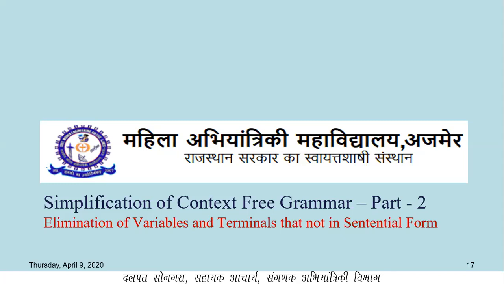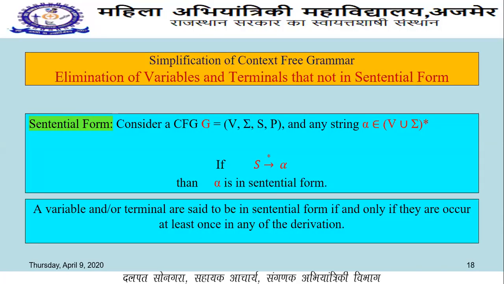In this lecture, we discuss simplification of context-free grammar part 2, that is about the removal or elimination of those variables and terminals that are not derived in sentential form. And this lecture is in continuation of my previous lecture about the simplification of context-free grammar part 1. So let us first discuss what actually the meaning of sentential form is.